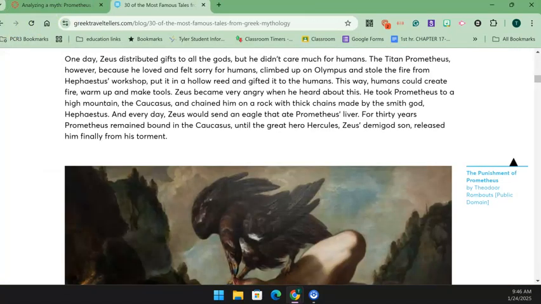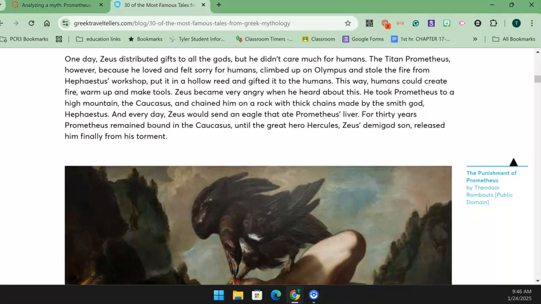Okay? So if we look at the story, this is the part where we have to stop and think about it and really analyze what's going on. So, one day, Zeus distributed gifts to all the gods, but he didn't care much for humans. So, is it important to know that Zeus doesn't like people? Yeah, that's going to be important, right?